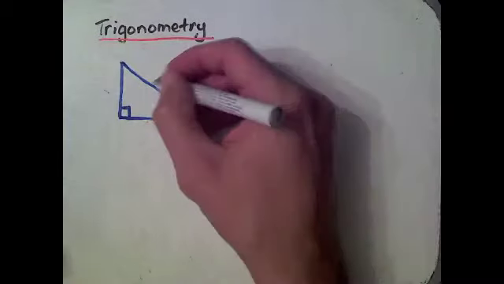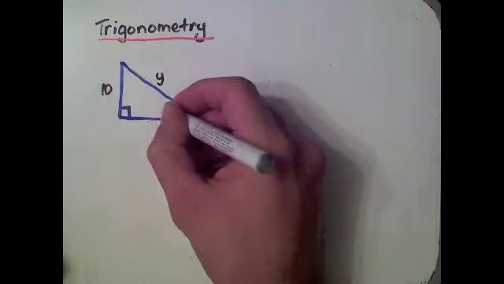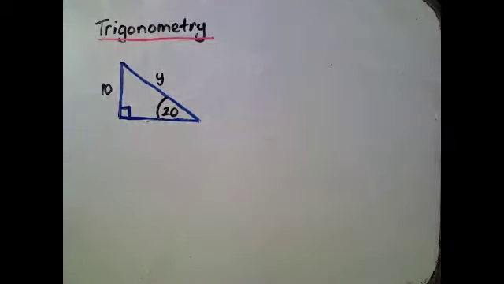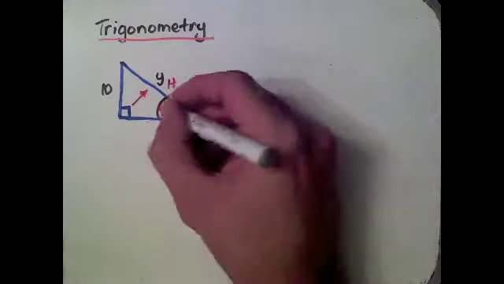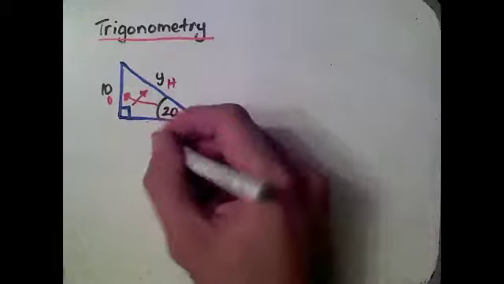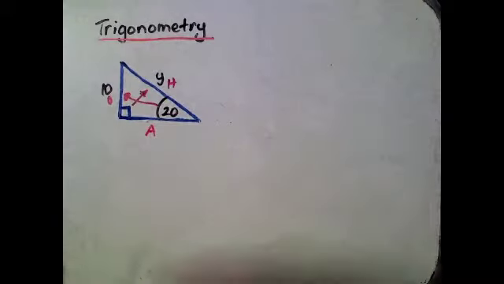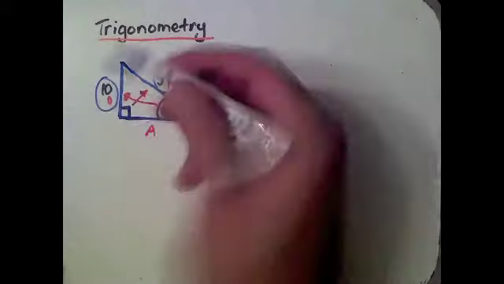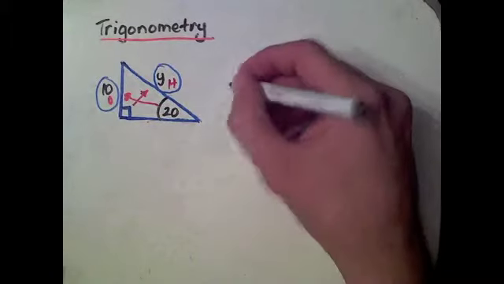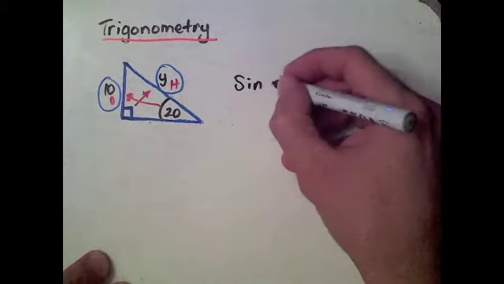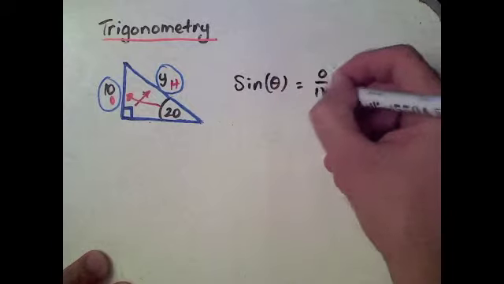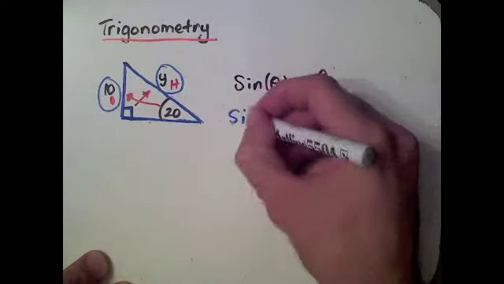Alright, let's look at using this technique. Remembering this is when the variable or the letter is only on the bottom part of our ratio or fraction. Label the triangle O, H and A. There we go. We've got 10 and O, Y and H. We're using O and H, therefore we're using sine. So sine of theta is equal to O over H. There's our trig ratio. Substitute the correct values in.